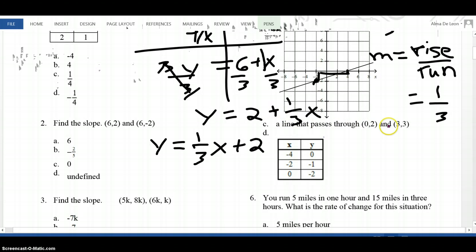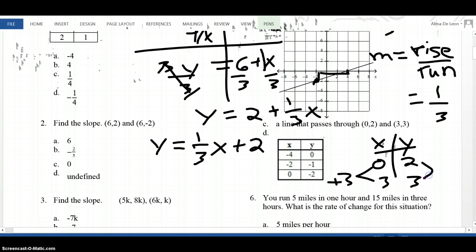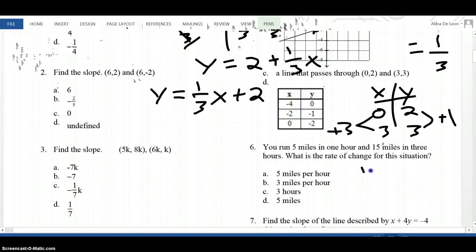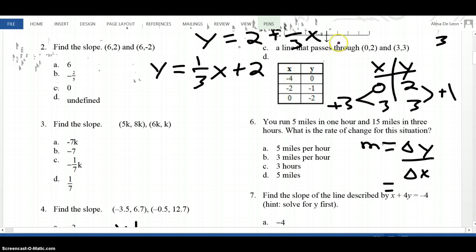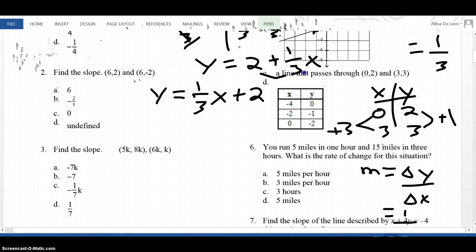Now I'm looking at a line that passes through these 2 points. And to calculate this, I have to put this in a table. 0, 2, 3, and 3. To go from 0 to 3, I add 3. To go from 2 to 3, I add 1. Slope is the change in y over the change in x. So pretty much m equals delta y over delta x. And so my slope there is just the change in the y is 1 over the change in the x, which is 3, so 1/3. So the slope in C is also 1/3.